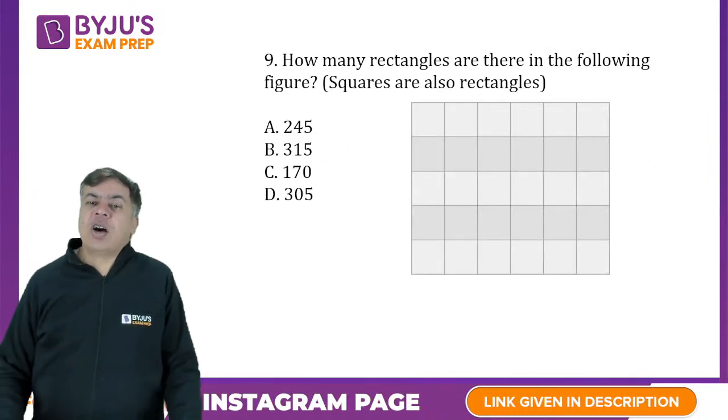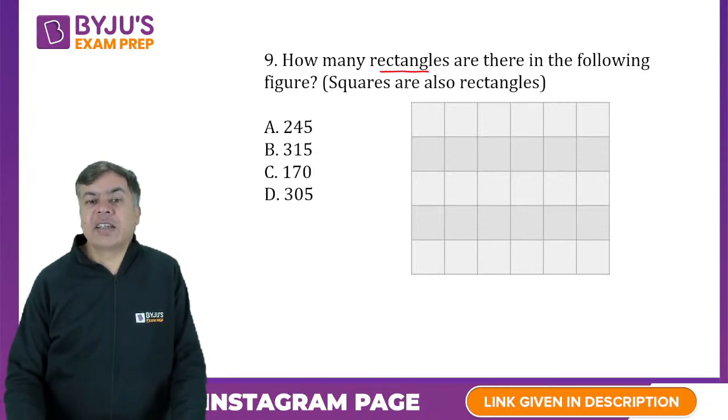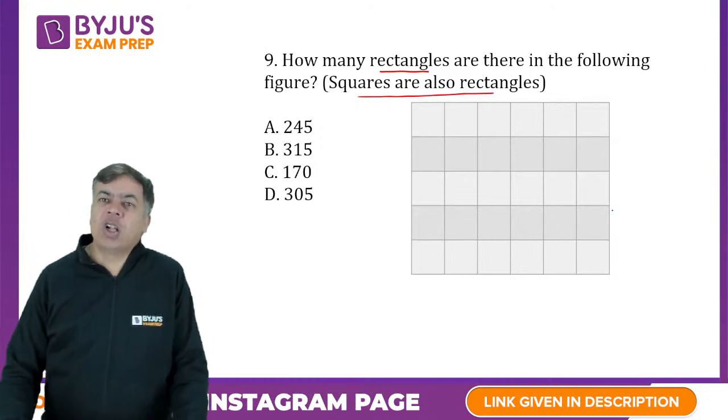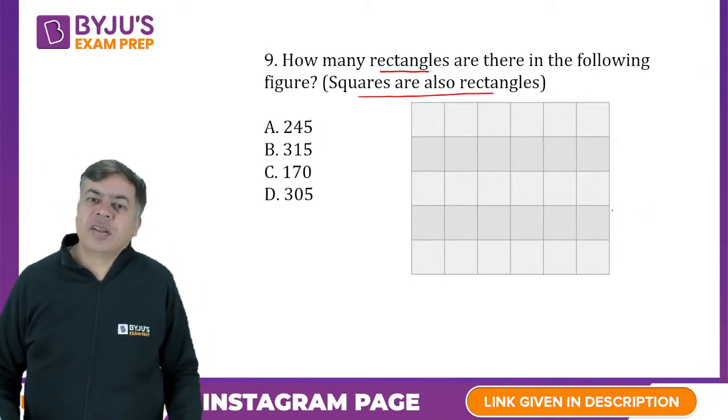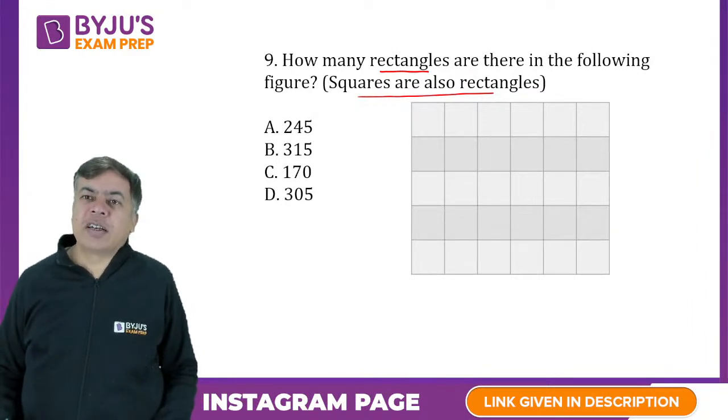So how many rectangles are there? Just see how many rectangles are there, and squares are also rectangles. Obviously all squares are rectangles, right? So how many rectangles are there? I will tell in this question how to count rectangles, how to count squares, everything. So how to count that?